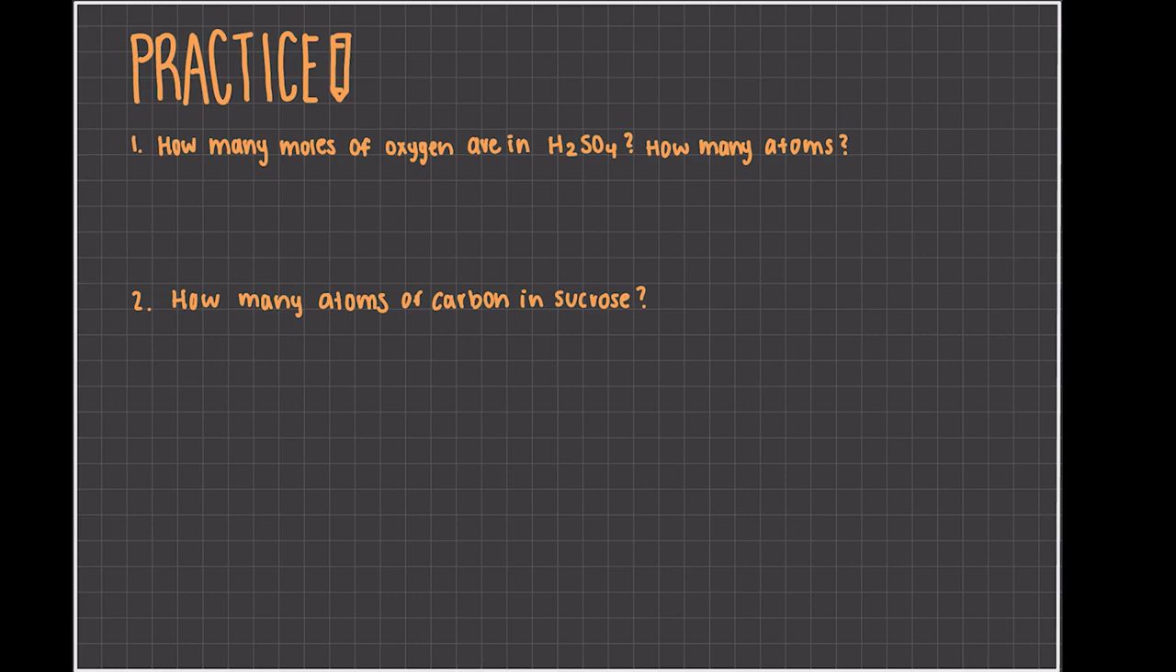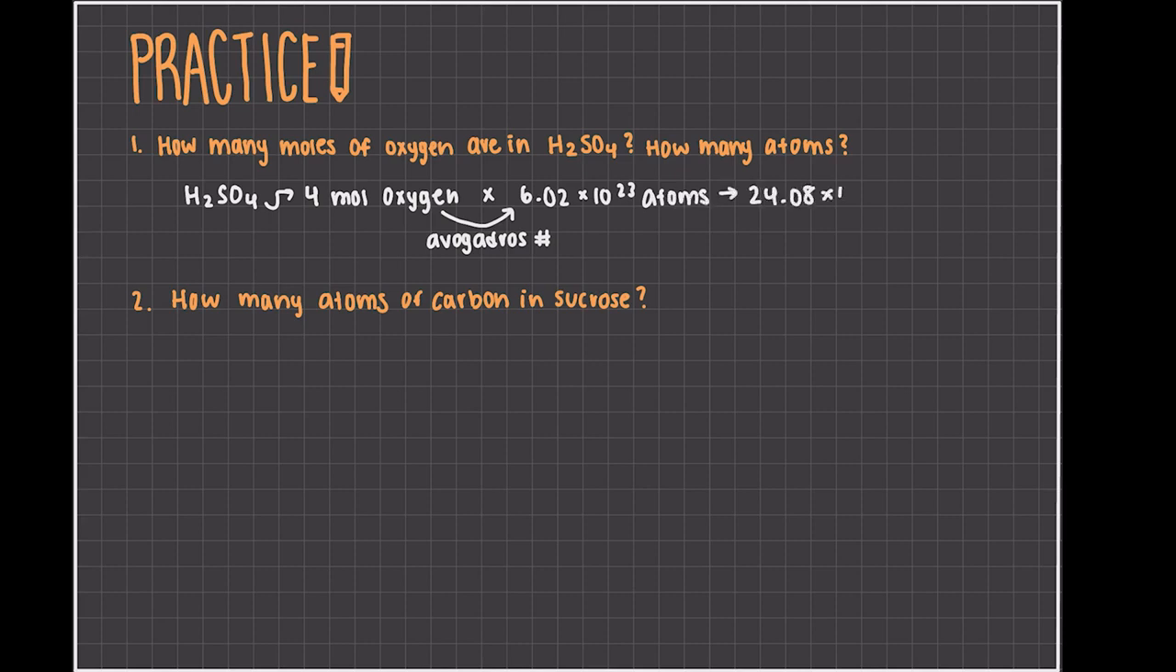In H2SO4, we know that we have 4 moles of oxygen, and we know in order to get from moles to atoms, we have to use Avogadro's number. So we multiply by 6.02 times 10 to the 23rd atoms to end up with 24.08 times 10 to the 23rd atoms. Now let's move on to how many atoms of carbon in sucrose.